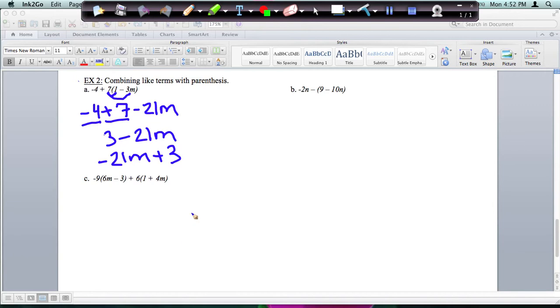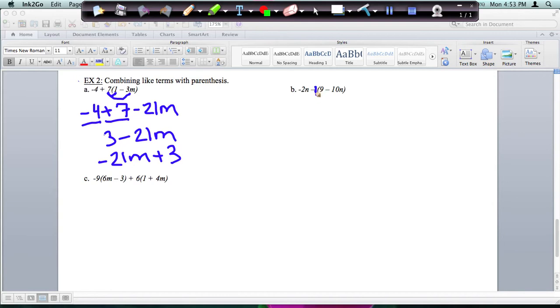Okay, so let's look at B. This one is the same idea except there's no number written right here. It's negative 2n minus parentheses 9 minus 10n. So you can think of it two ways. Either you need to distribute the negative sign through the parentheses, which means change the signs, or this is the same thing as saying a negative 1.